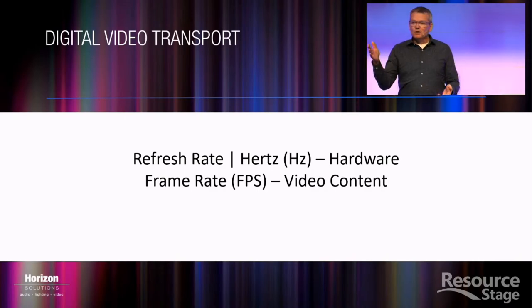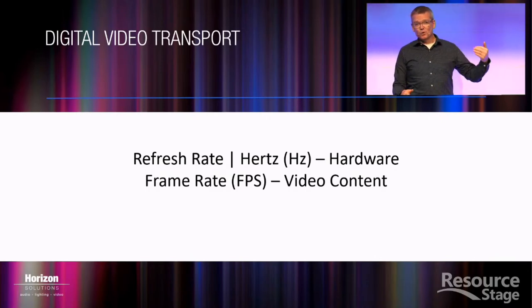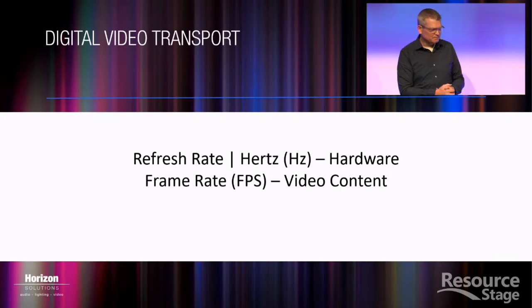So basically, the display end of things, how fast it's generating that image, is going to be hertz. That's the refresh rate. And the frame rate is how the content is being produced. Is that making sense? Here's the thing. You need to make sure those two things are coordinating. Otherwise you can run into some problems. That's not to say that it won't work. That's to say you're not going to get the best video quality. And sometimes it won't work.